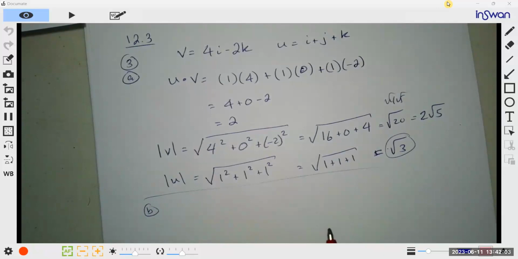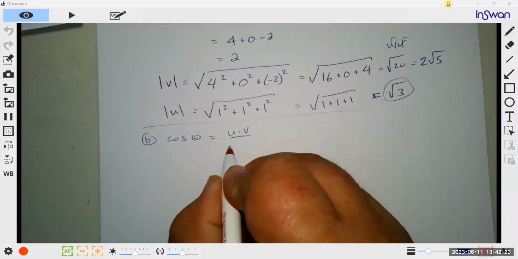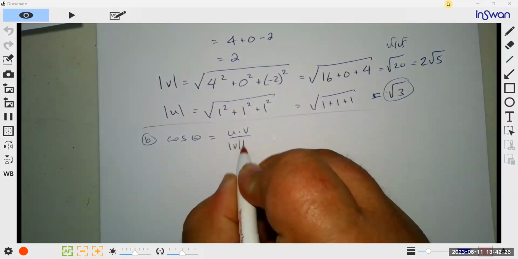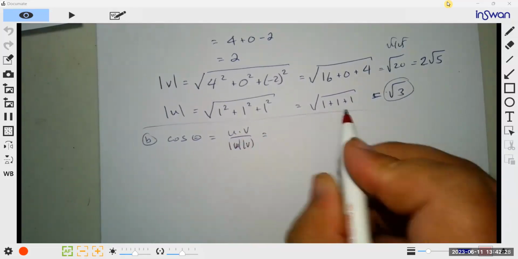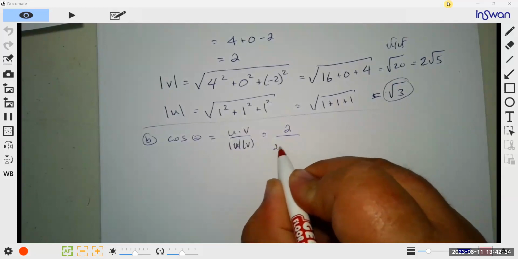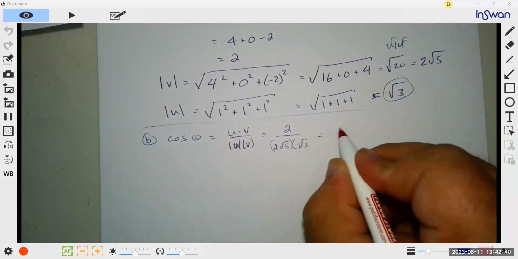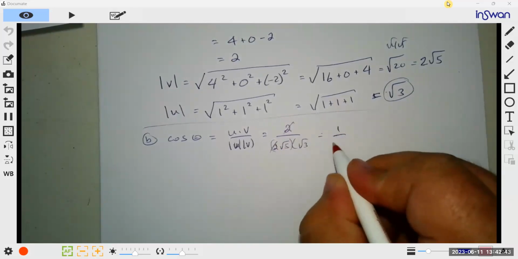B is asking for the cosine of the angle between v and u. The cosine is u dot v over the magnitude of u times the magnitude of v. So it's 2 over radical 3 times 2 radical 5. The 2's cancel, so it's 1 over radical 15.